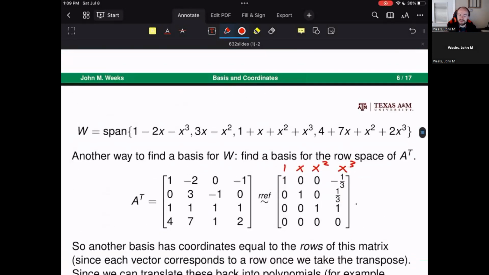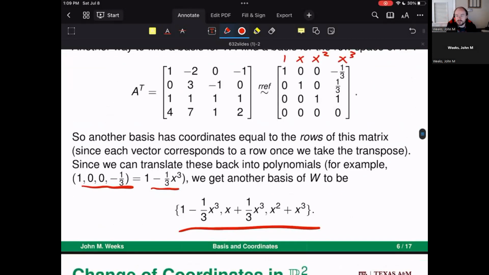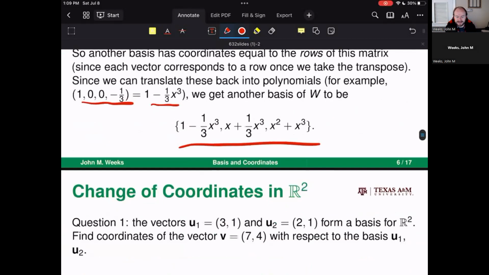Instead of paring down the original set, we've actually made our basis look a lot nicer, easier to work with, and hopefully with fewer terms that work better for us. Reduced row echelon form is very good about that.